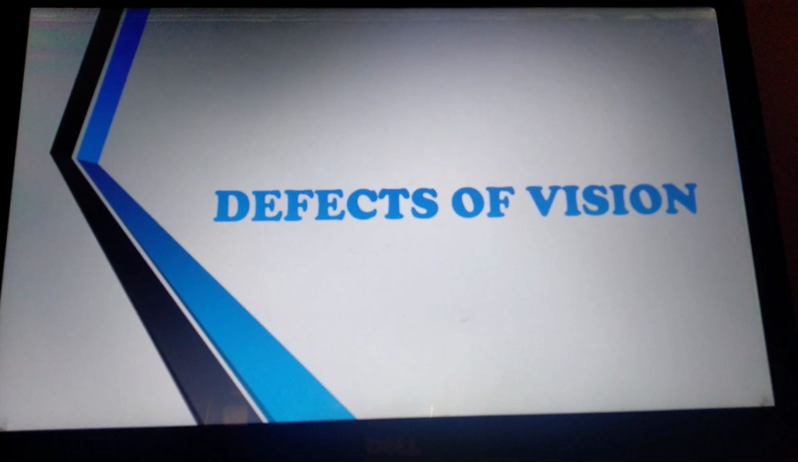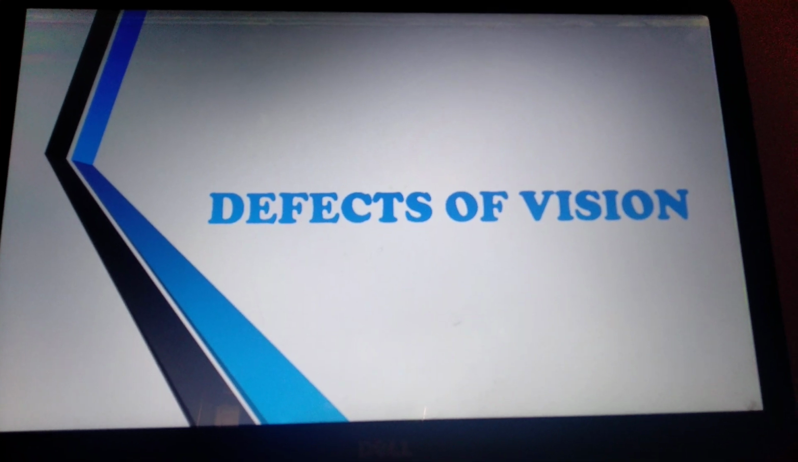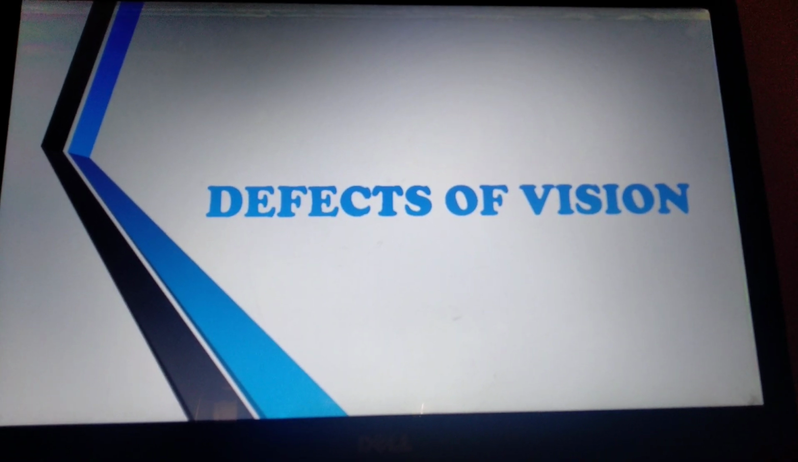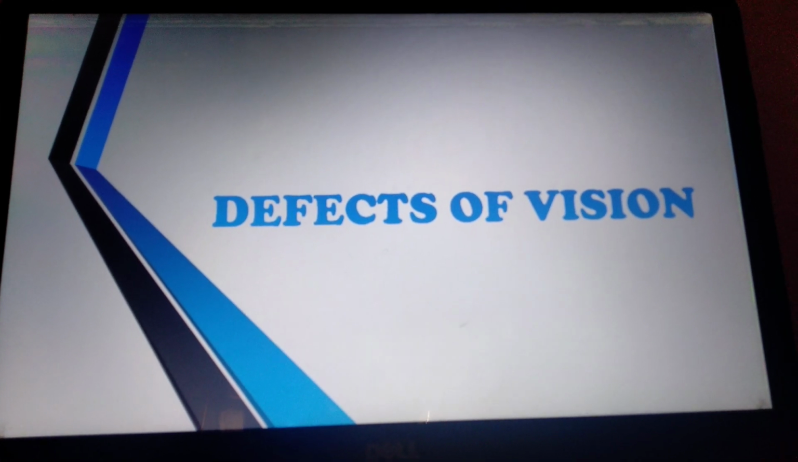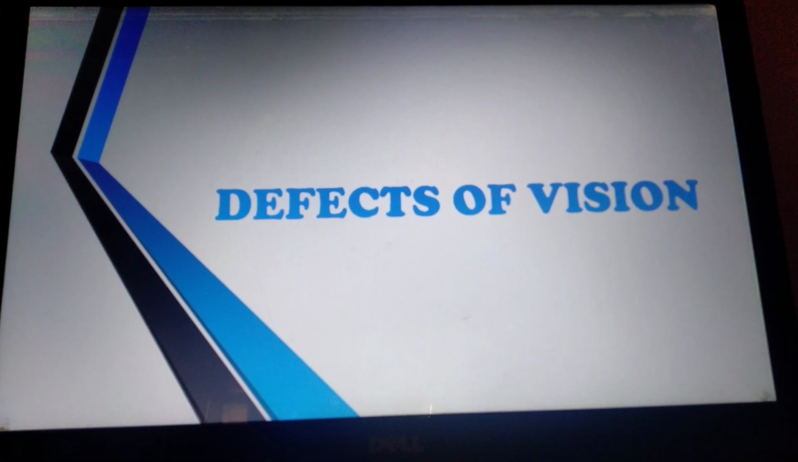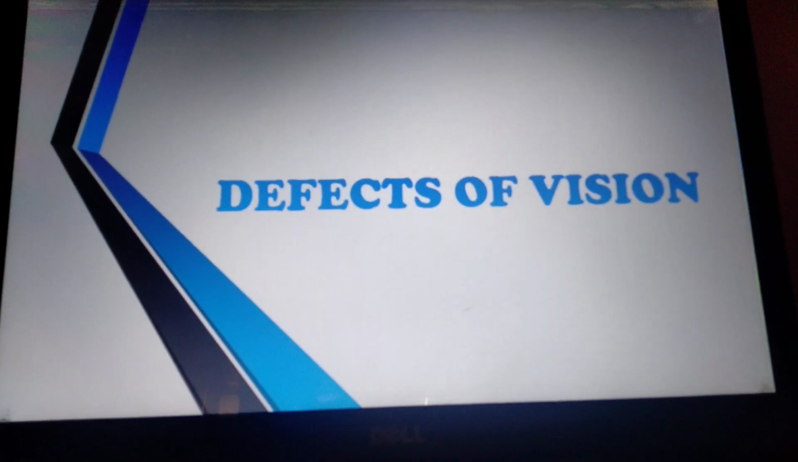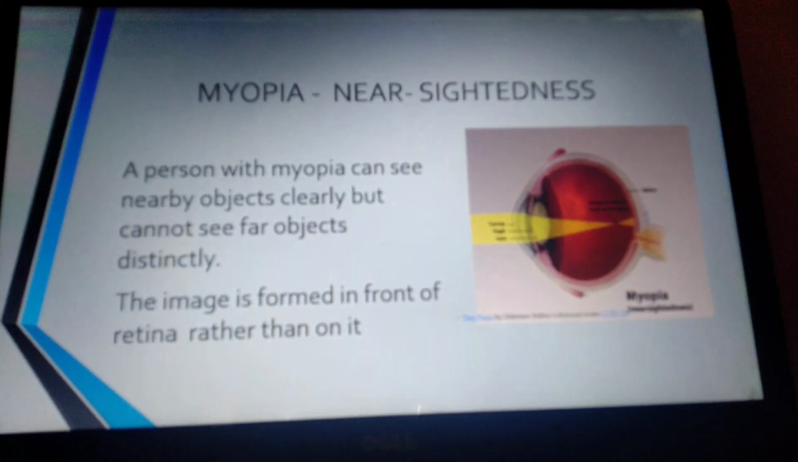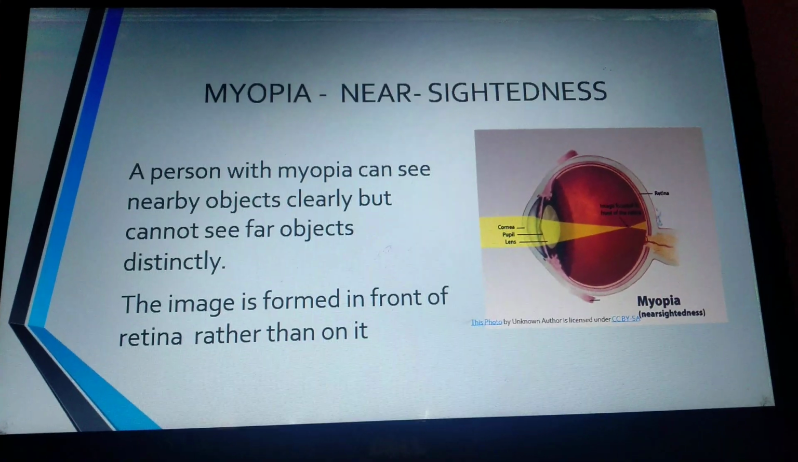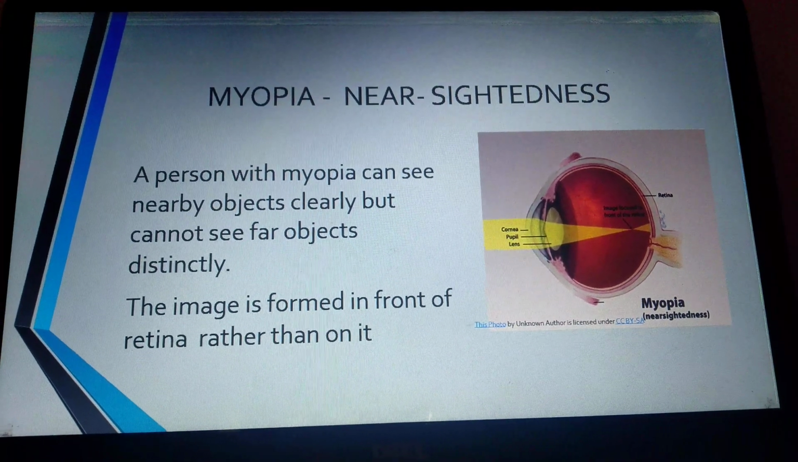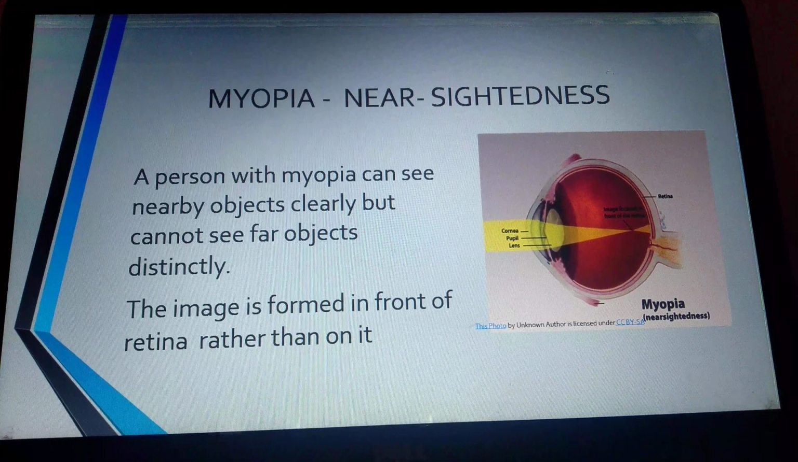The first one is myopia, which is a very common defect that everyone nowadays finds. The next one is hyperopia or hypermetropia. And the third one is presbyopia. Let's start. The first one is myopia or nearsightedness. So what do you mean by myopia, or what is this kind of defect? Let us see.